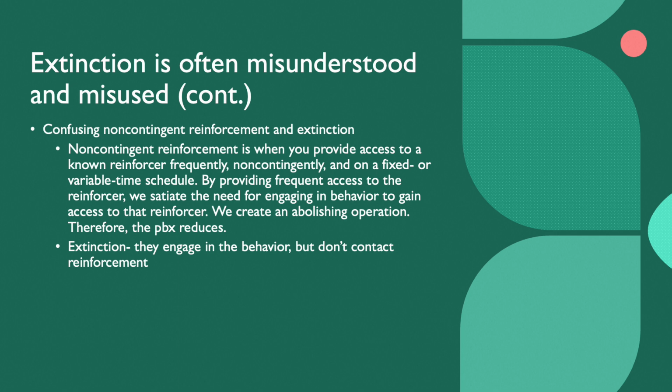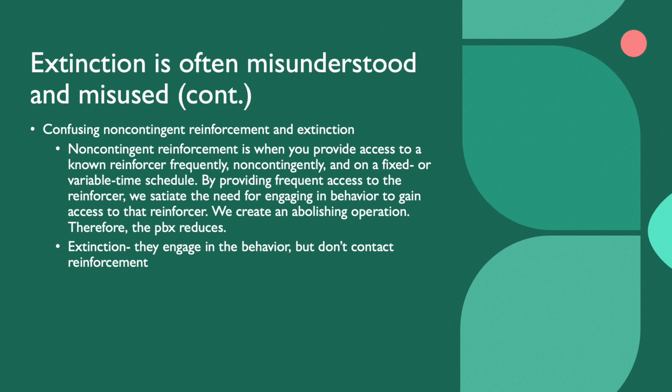And so what happens is you reduce the need for them to engage in problem behavior because they're accessing that reinforcer in another way throughout the day, meaning we're, like I said, creating an establishing operation by satiating that need. And so this results in the behavior being reduced in the future, which is different from extinction. So non-contingent reinforcement and extinction, although they both result in the behavior being reduced, are not the same procedures.